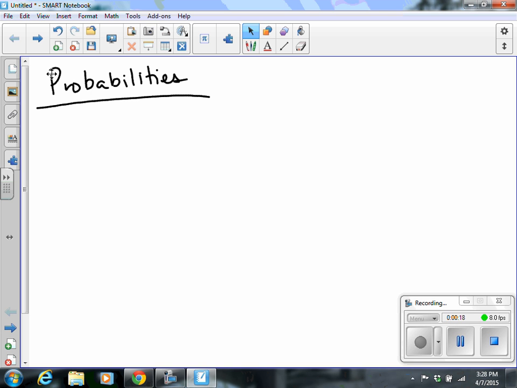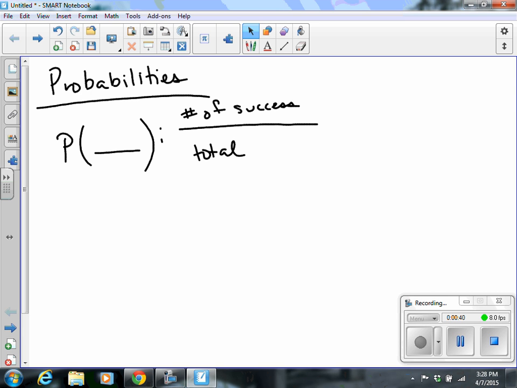Any type of probability is in the format of P, parenthesis, whatever it is you're trying to find, is the number of successes, or the number of whatever it is you're looking for, over the total number. This looks kind of goofy right now, but let's actually talk about it.